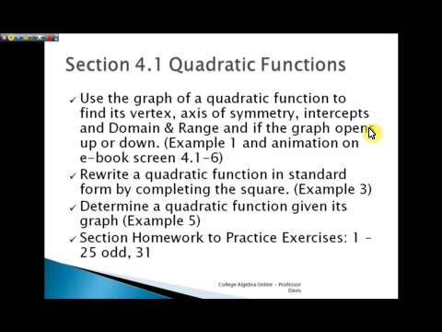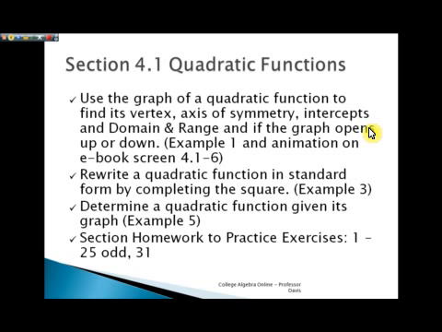And then we want to be able to determine a quadratic function given its graph. So there's two pieces of information we need. We need a point on the graph, and we need the vertex. So once we do that, we can determine any quadratic function. The vertex is critical, though.